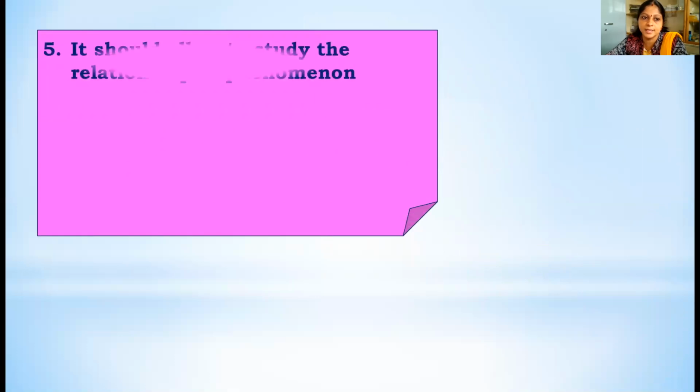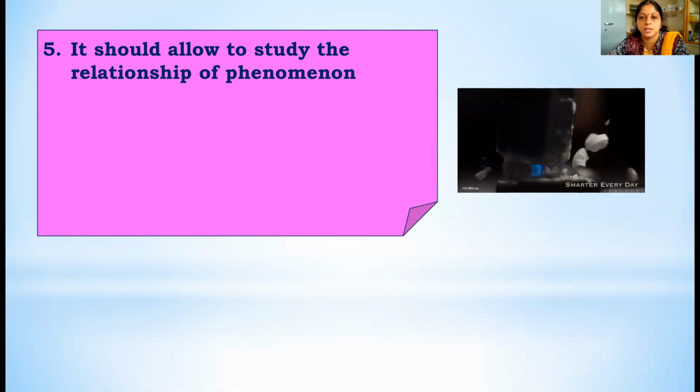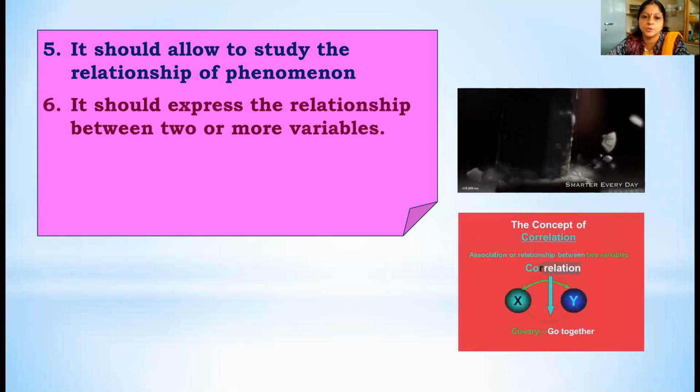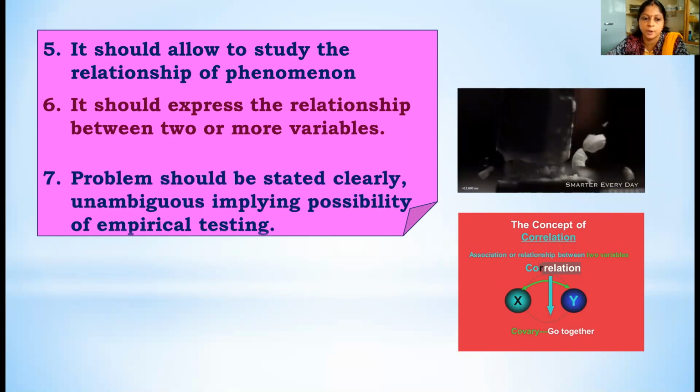And the next one is it should allow to study the relationship of phenomena. Whenever we are conducting research, we have to conduct it in such a way that we find out the relationship between the different variables or the different phenomena. And always it should express the relationship between two or more variables. Whenever we are finding out the relationship between two or more variables, that needs to be expressed in a statistical way or in a theoretical way, that has to have acceptability in the practical way also.